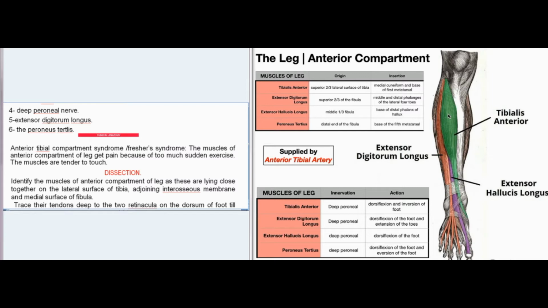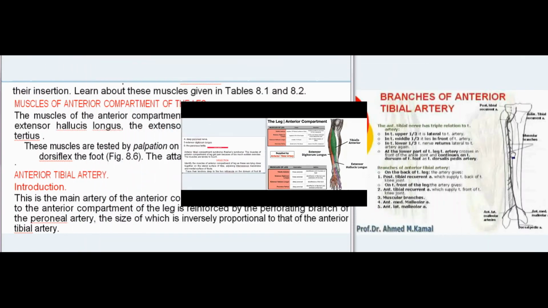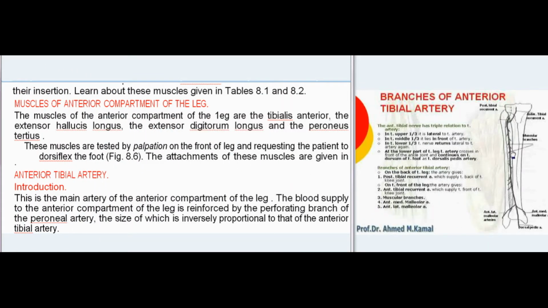Dissection. Identify the muscles of anterior compartment of leg as these are lying close together on the lateral surface of tibia, adjoining interosseous membrane and medial surface of fibula. Trace their tendons deep to the 2 retinacula on the dorsum of foot till their insertion. Learn about these muscles given in tables 8.1 and 8.2.